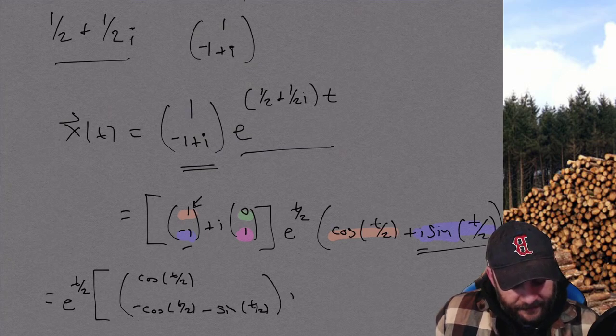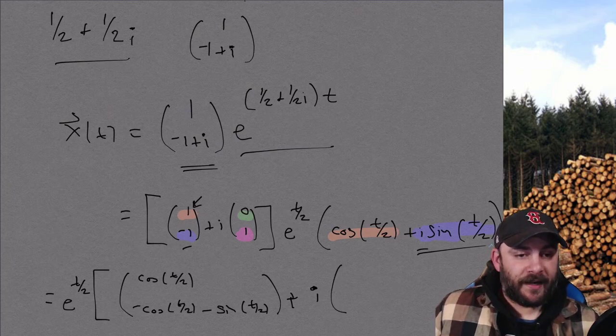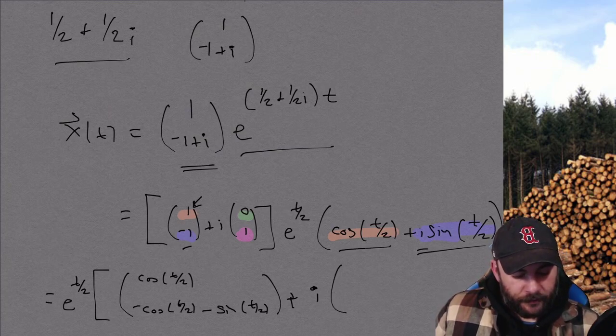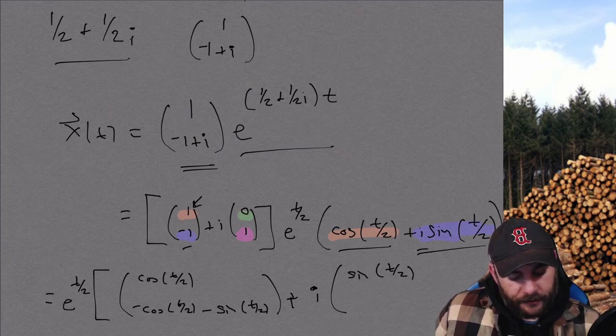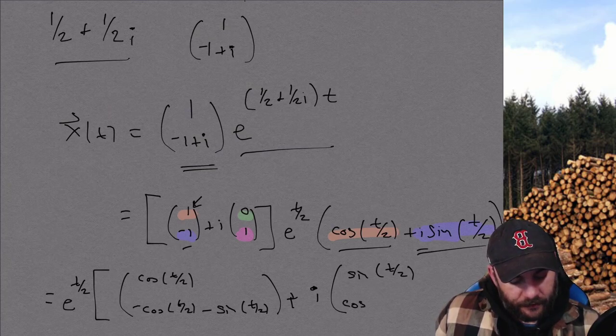And then I can add to this, so plus i times, and now I want all my complex functions, okay? Now, cosine times the 1, that's real. Cosine times the 0, that's 0, doesn't matter. i sine times the 1, hey, that's complex. Sine t over 2. And sine times 0, that's 0, it doesn't matter. Cosine times the i1, hey, that's complex. Cosine t over 2. And then i sine business right here, multiplied by this negative 1, that is again complex, so minus sine t over 2.